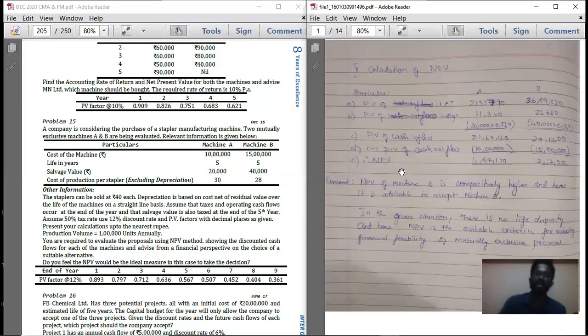So comparatively, project B is having higher net present value compared to project A. So project B should be accepted. So below that record comment: net present value of machine B is comparatively higher, and hence it is advisable to accept machine B.